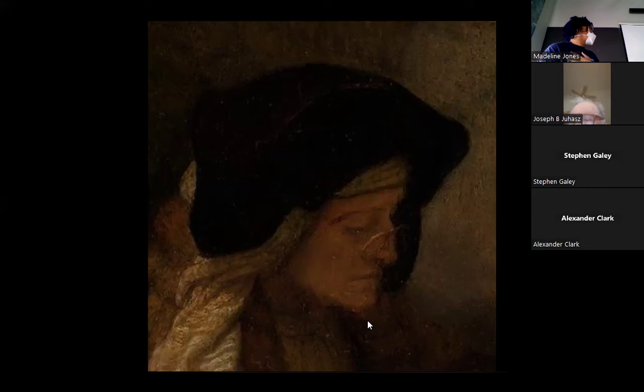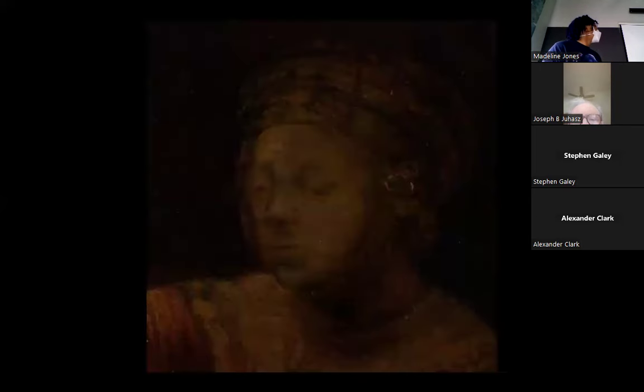But the way that she's rendered is still very detailed, despite this painting not being big. So this is a really small face, and he's still able to pull out these details and really make a lot out of such a small segment of the painting.